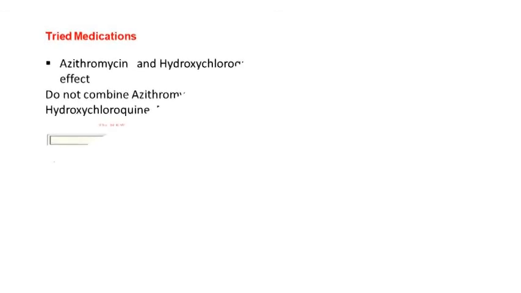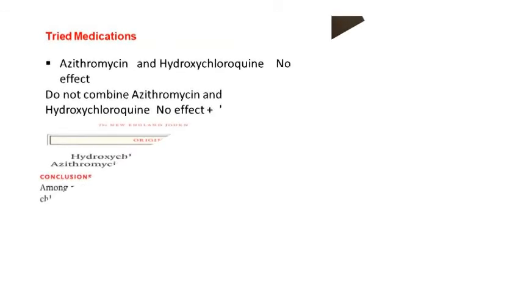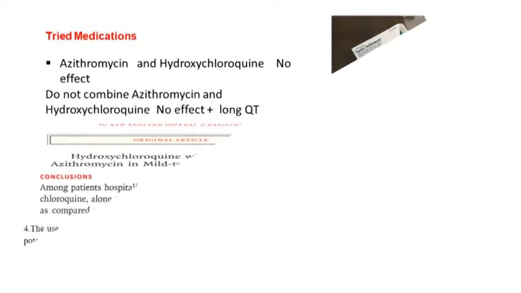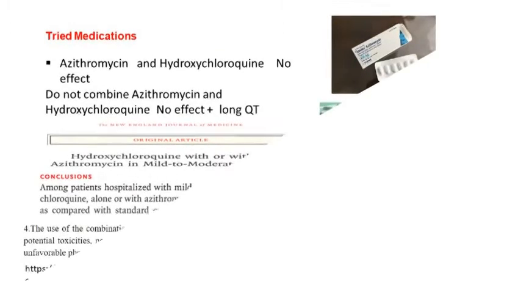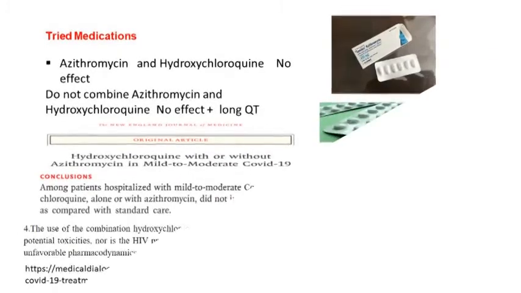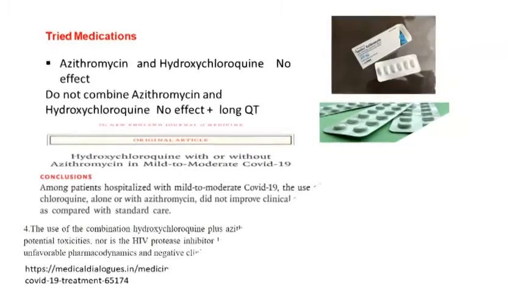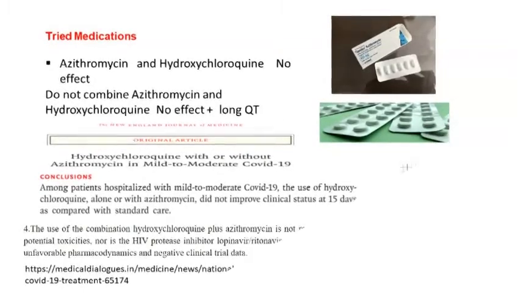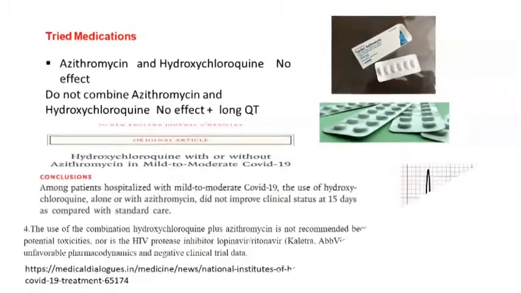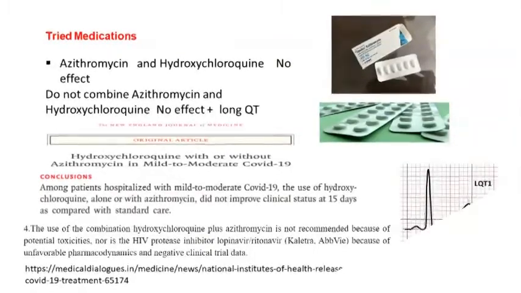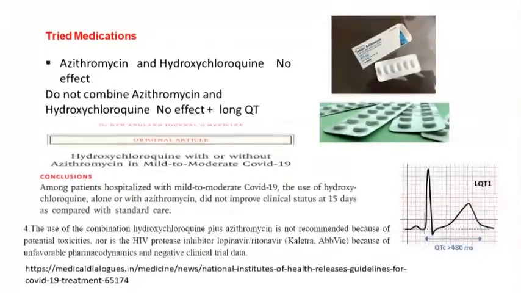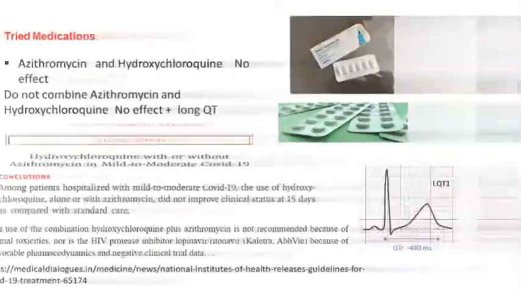If we look at the medications we tried to use in the management of COVID-19, we tried to use azithromycin and hydroxychloroquine. It proved to have no effect. And please don't combine azithromycin and hydroxychloroquine, because besides causing no benefit for the patient, there is also a risk of long QT syndrome, which can cause serious fatal arrhythmias and can lead to sudden death. So this combination is not correct, especially in people with cardiac risk factors for long QT syndrome.